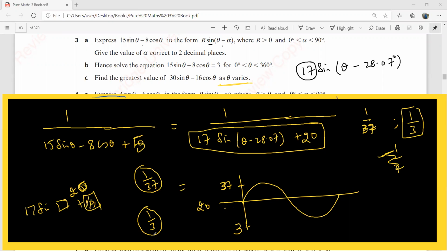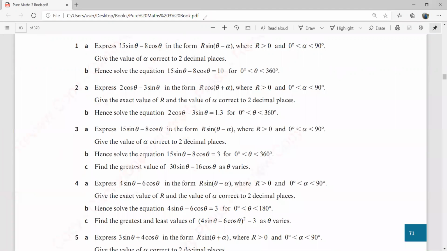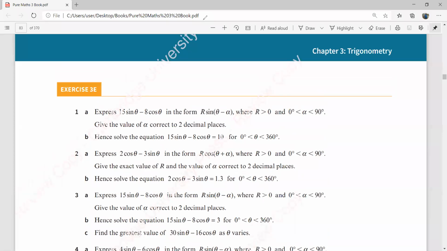So guys, that is it for today's session. I have explained to you how to write the given two terms in sine and cos into one single term, and then how to solve the equations and determine the maximum or the minimum value. Now you have to practice this exercise, which is exercise 3E from this P3 book. Thank you very much.